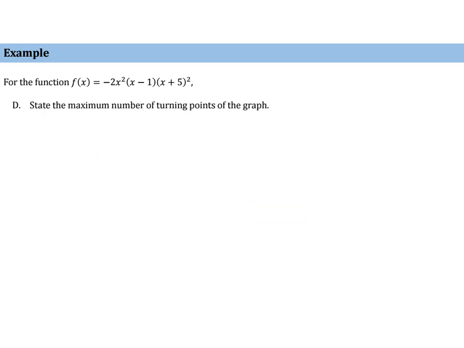So how many turning points could we have? Well, we can look back at our power function, and remember the power function was y equals negative 2x to the 5th. So the degree is 5, so that's n. So the maximum number of turning points is always 1 less.